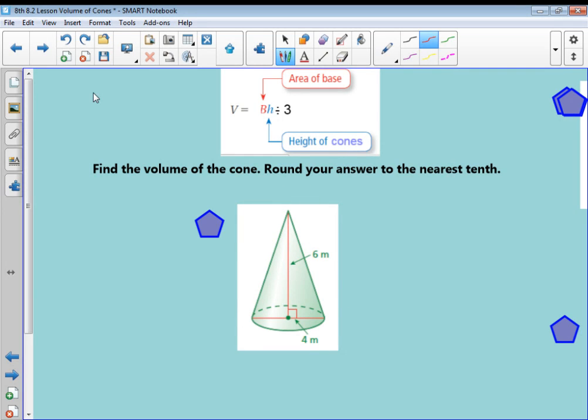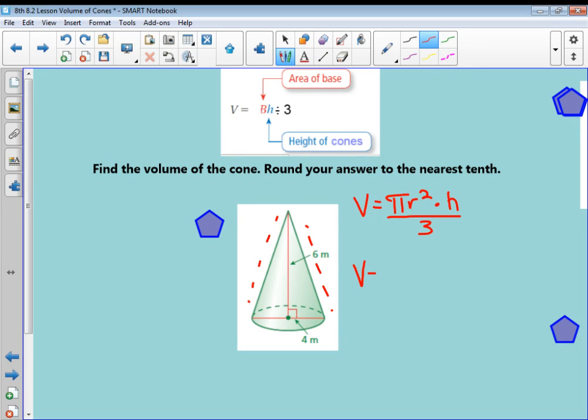Okay, so our volume of a cone is very similar to a cylinder. We're going to do an area of our base, which is pi times radius squared, and then take that times the height. The only thing that's different is because it gets smaller and smaller as it's working its way up, we are going to divide by 3 or take it times a third, whichever you prefer. Okay, so now I'm going to go ahead and plug in my information.